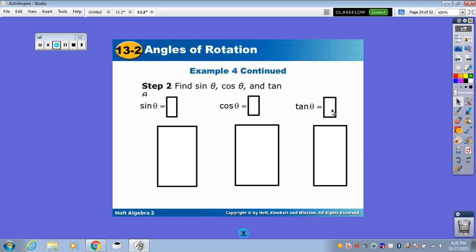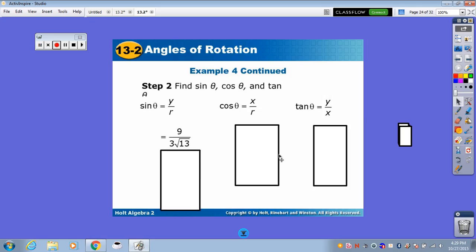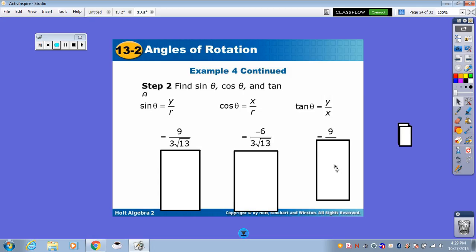So moving to the next page, we're going to set up each of our ratios. Our sine theta is y over r, our cosine theta is x over r, and our tangent theta is y over x. We're going to replace each of these with the values that we got from the previous slide. Our y is equal to 9, our x is negative 6, and our radius, which we found from the distance formula, is 3 square root of 13. So we've plugged each of these in.